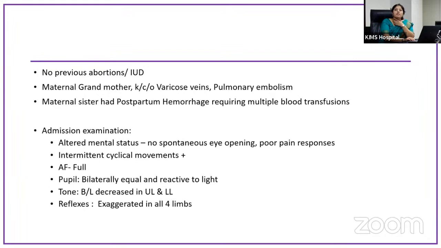Now, if you look at the paternal and the family history, there were no previous abortions or intrauterine deaths. The maternal grandmother had history of varicose veins and pulmonary embolism. Maternal sister had postpartum hemorrhage requiring multiple blood transfusions.